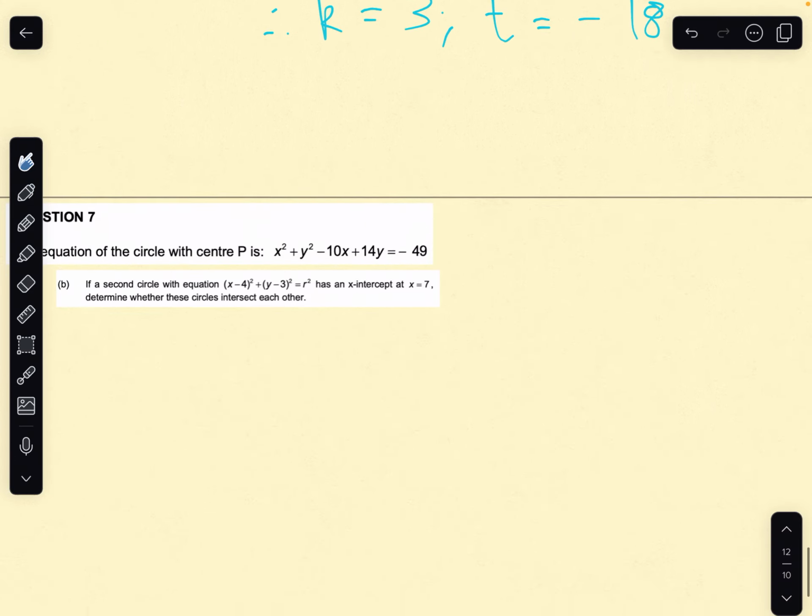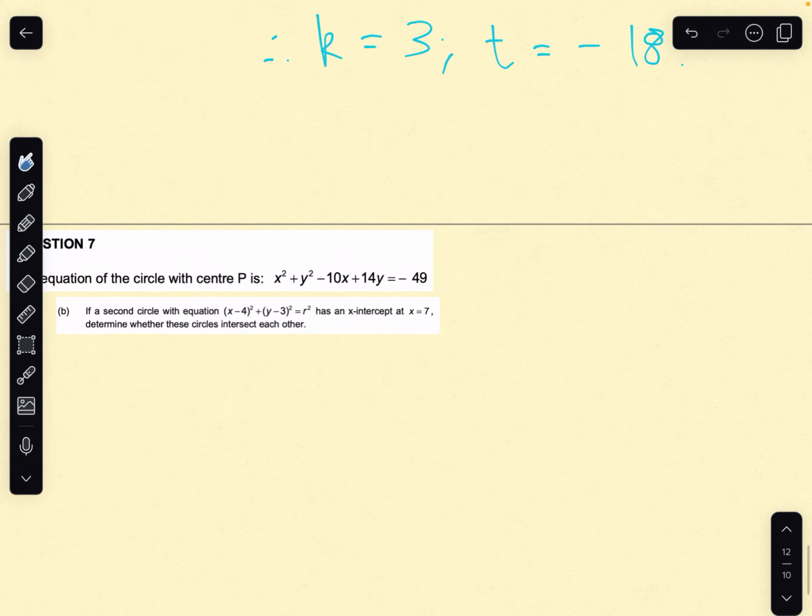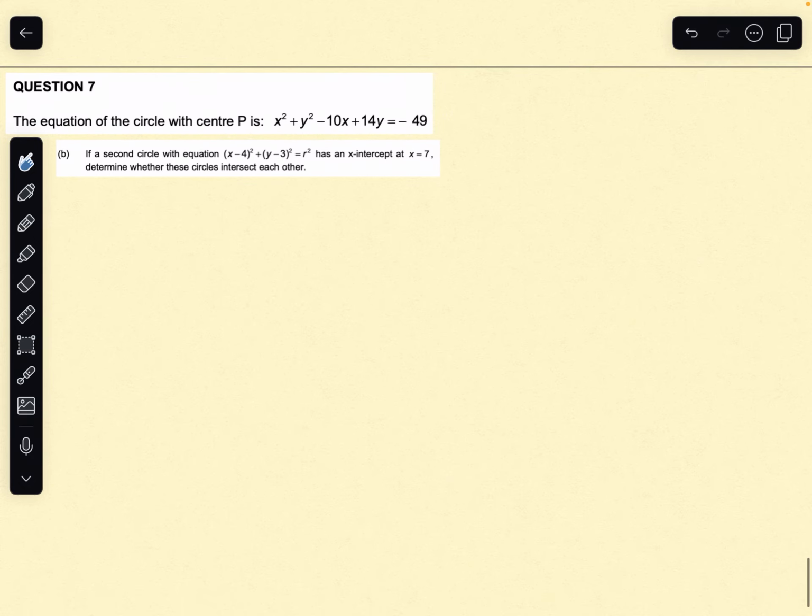Wonderful. Next question says, still looking at the same circle, if a second circle with equation (x - 4)² + (y - 3)² = r² has an x-intercept at x = 7, determine whether these circles intersect each other.